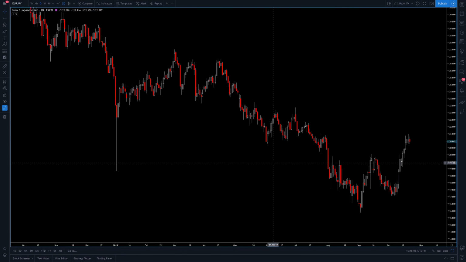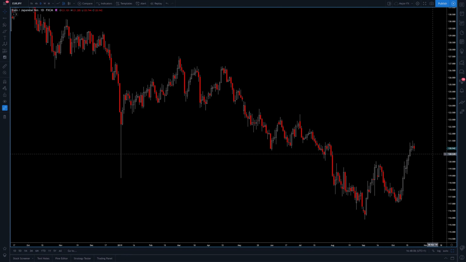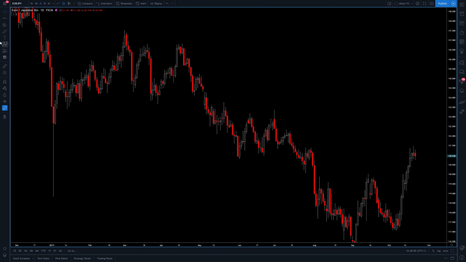So what have I got then? Here's one just there. It's like a continuation swing failure more than anything. So the market is moving downwards. You've tried to, well, here you formed a slightly higher low.